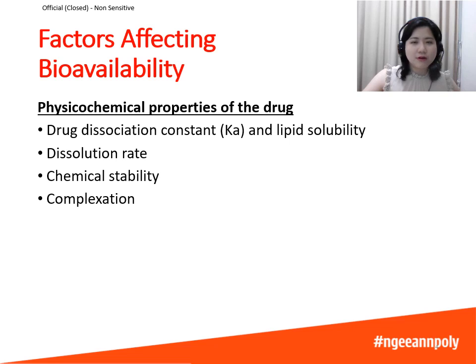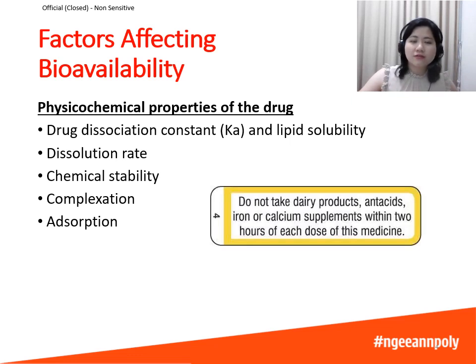Some drugs may form complexes with or be adsorbed onto other contents in the gastrointestinal tract. For example, some antibiotics can form complexes with iron and calcium, which hinders their absorption. So you would find instructions on the label to avoid taking calcium and iron containing products together with the medication.